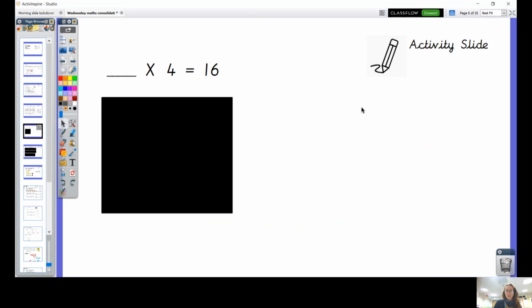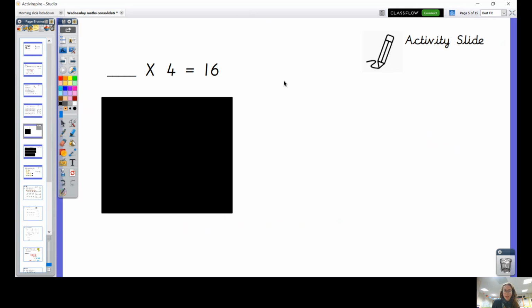Let's move on to a missing number activity. This is an activity slide, so get your pencils ready this time. Let me show you the first one. So something times 4 is 16. Have a think first about how we might work this out. How might you go about it?